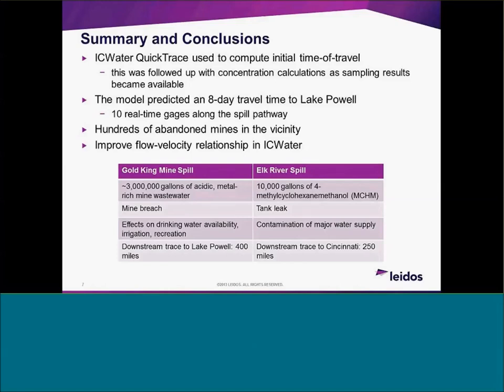Elk River was a tank leak. Gold King Mine was a mine breach. The major effect on the Elk River was the contamination of a major water supply, the city of Charleston, West Virginia. For Gold King, it was effects on drinking water availability on several municipalities downstream, as well as effects on irrigation and the use of the river for recreation.